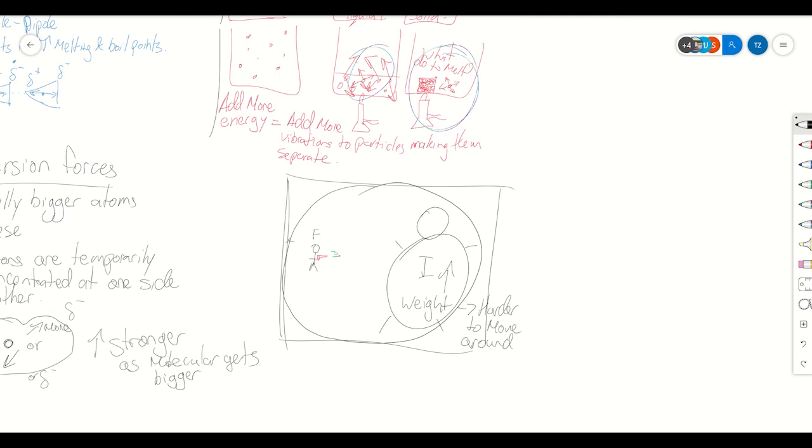But yeah, as you add more weight to it, you're going to increase your melting point and you're going to increase your boiling points of them as well, because they're harder to move around, which means that they're going to be less energetic at all times. Let's keep going down. And then finally we get to hydrogen bonding, which is the one that happens within water molecules.